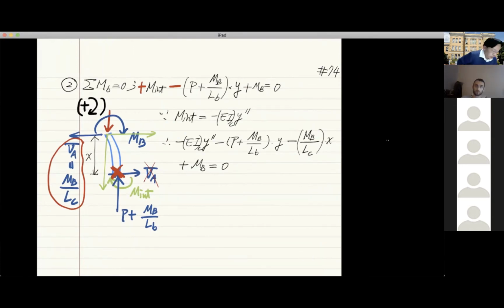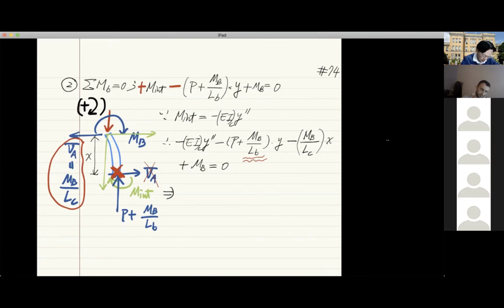Now, in the textbook, they made an approximation. They assume that this value MB over LB, this one here, is very small. And in most cases, it is possible. So the theoretical expression for this one, by considering all terms, is written this way.